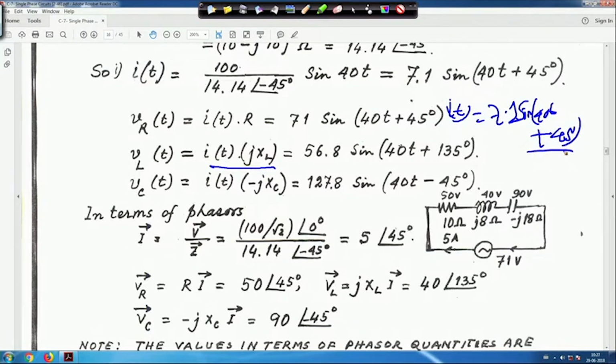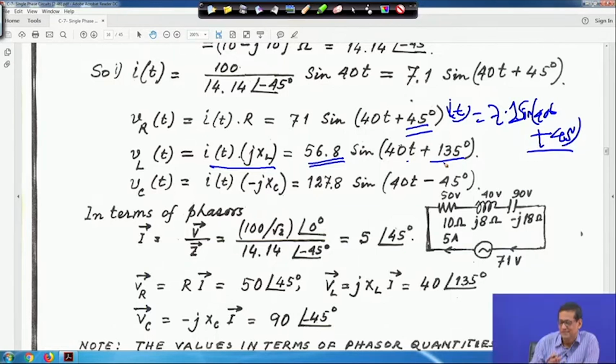Now what you are doing is multiplying it by JXL, where XL is equal to 1 upon L omega, which you calculate. My question is that J means angle 90 degree, so that is plus angle. With 90 degree and 45 degree added, it will be 56.8 sin(40t plus 135 degree). Same way as I showed you with the RMS value phasor, J means angle 90 degree, plus 90 degree, that is why it is sin(40t plus 135 degree).